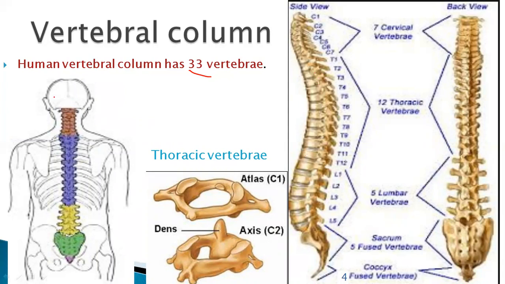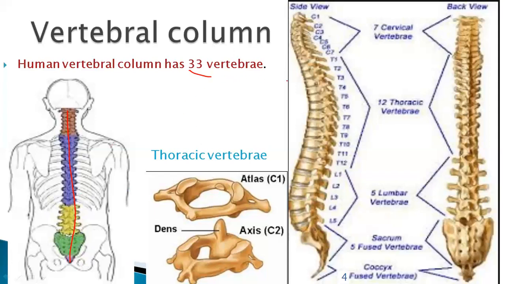Because it is present under the skull, we can see here along through our coccyx or tailbone, and bones are attached with this. Shoulders are attached with this, neck and head are attached with this, the pelvic girdle is attached with this, meaning legs are also attached with this vertebral column. So it is having 33 vertebrae.